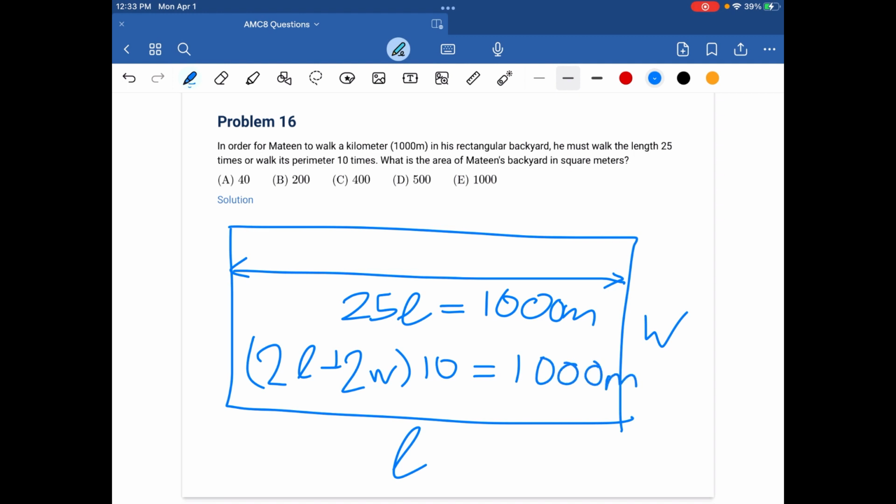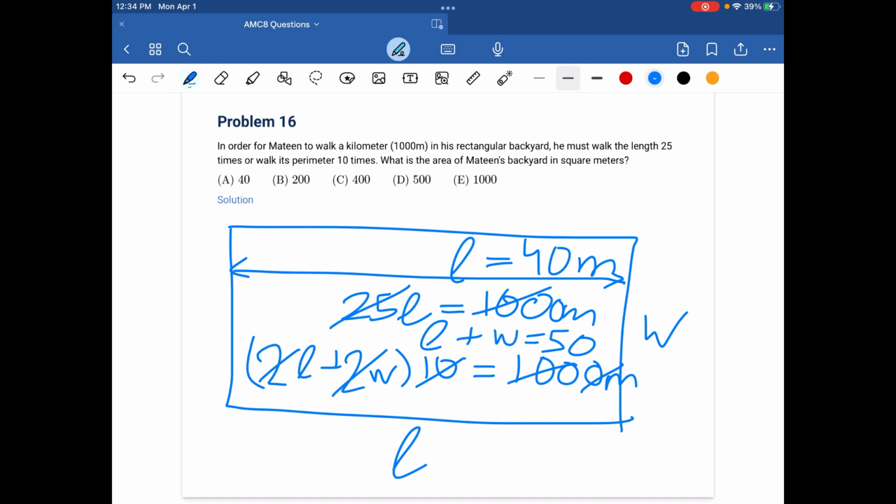So then we can simplify both of these equations to find the length and the width, which will be used to find the area. So we can simplify the top one first. We can divide by 25 and get 40. The length is equal to 40 meters. And the bottom one, we can simplify this. First divide by 10, get 100 on the right side, and then divide by 2 again, and then get 50 on the right side. So now we have length plus width is equal to 50.